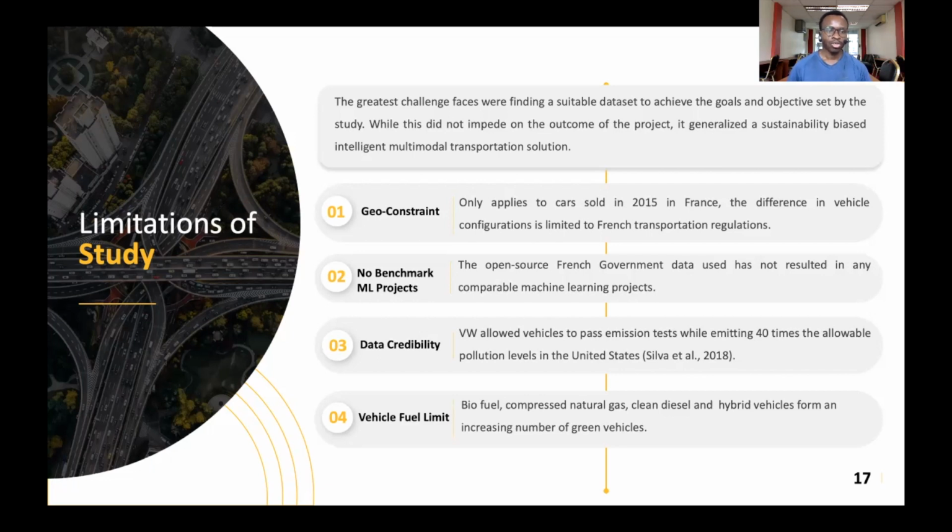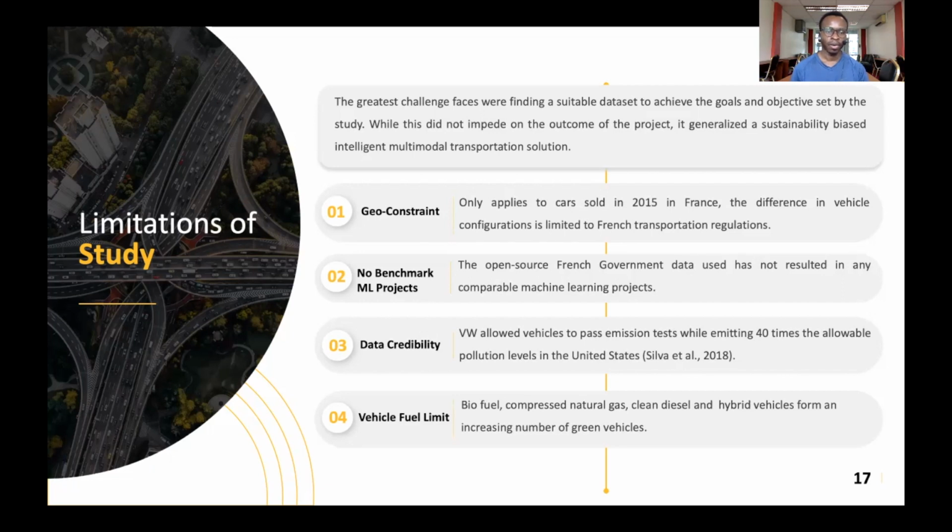So another constraint is understanding the data credibility issue that is within the scope of this dataset. Volkswagen was sued by the US government for cheating their emission tests, which I think led to a fine of $2.8 billion. So this is quite monumental. So carbon emissions for VW vehicles, which were included within this dataset, lead to data integrity issues.